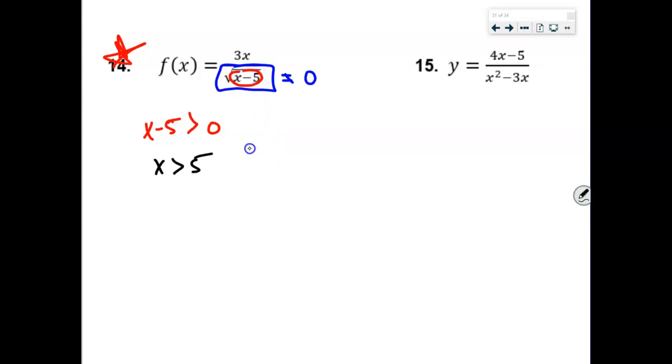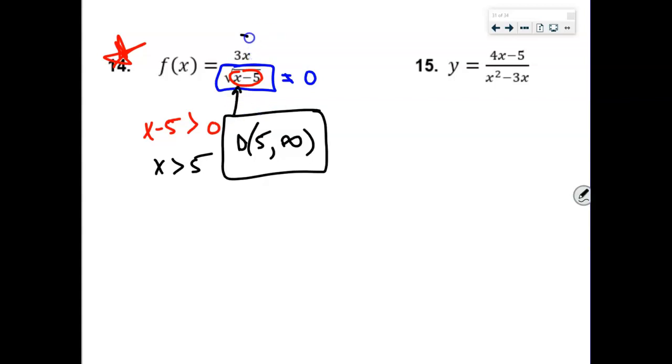So what does that look like? So it starts at 5, and it goes to infinity. What do you think about the kid who wasn't so careful and put a bracket on 5? He's not an idiot. He's confused. Because look what happens, guys.